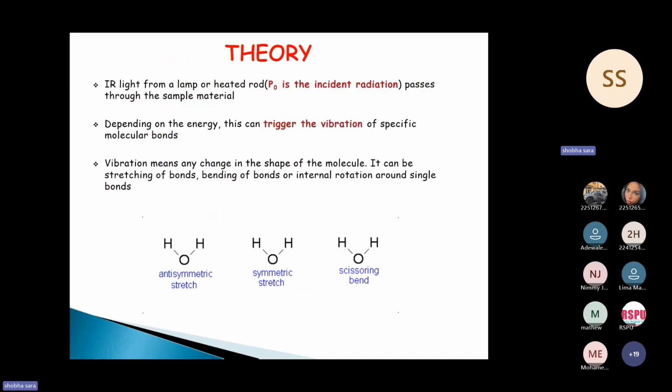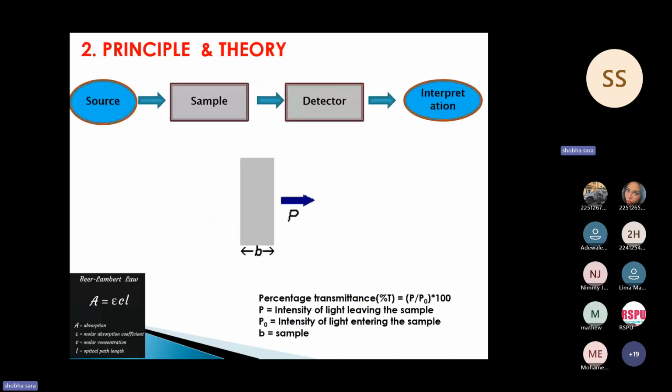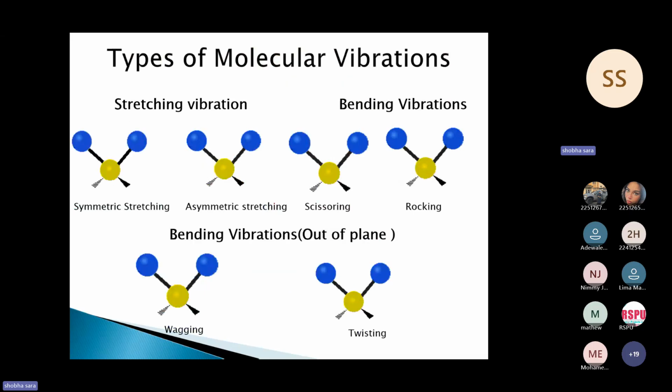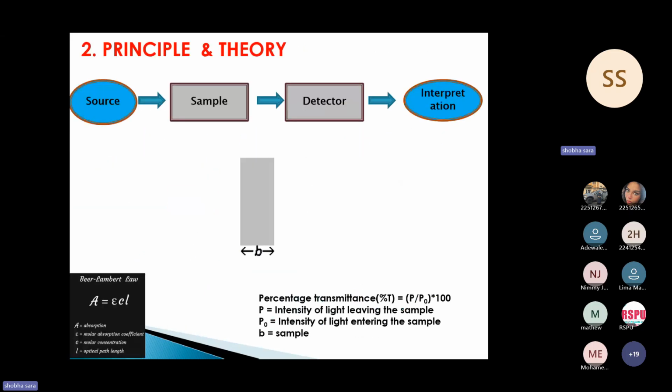So what is the theory? There is a source of light, the infrared light. The source could be a Nernst glower or silicon carbide. There are various sources of infrared light, or even a heated rod acts like a source of infrared radiation. A heated rod produces infrared light. So it passes through the sample material. That is the first step. A source of light passes through the sample material.